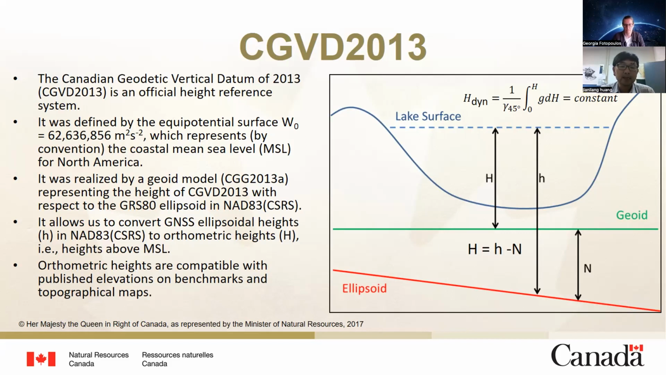to orthometric heights, which are the heights compatible with published elevations on benchmarks and topographic maps. The pen on the right side shows the relation between those three types of heights. Lowercase h represents GNSS heights, uppercase H represents orthometric heights, and N represents the geoid. So the geoid model is used to convert GNSS measured heights to the orthometric heights we normally use.